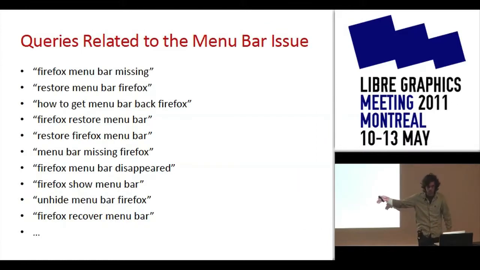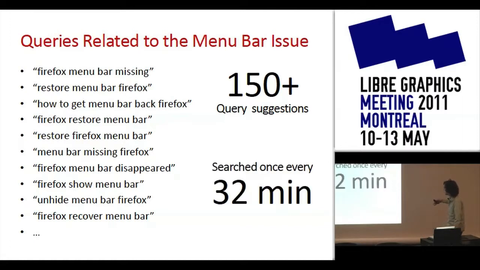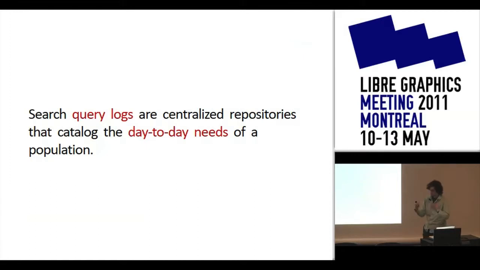If you exhaustively look through Google Suggest, there are a whole ton of different search suggestions, all related to this missing menu bar. Using the techniques that we're going to talk about later, we've identified over 150 different suggestions in Google Suggest about this issue. And we estimate that a search from the set is actually performed about once every 32 minutes on average. So what I think this example demonstrates, and it should really appeal to your intuition, is that search query logs are these central repositories that catalog the day-to-day needs of a user community.